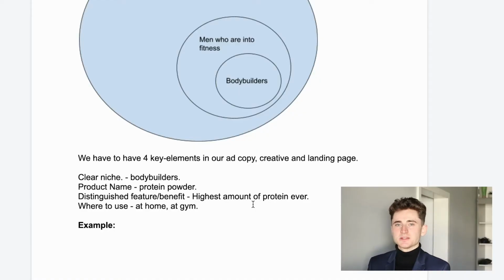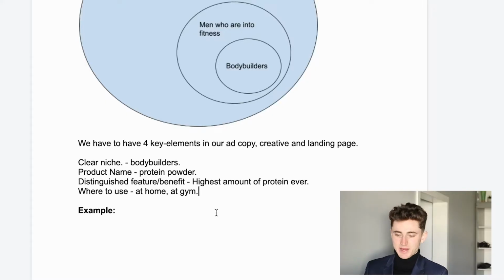And the fourth element is where you can use this product. So we could say something like at home, at the gym. Now I wasn't very creative at this part, but you got it. So we have to say in our ad inputs where this product can be used. When you cover these 4 elements, not only do you persuade your customer to buy, because they know that this product is for them and they see that there is value in it, but it also helps the algorithms target the right audience. So let's take one example.